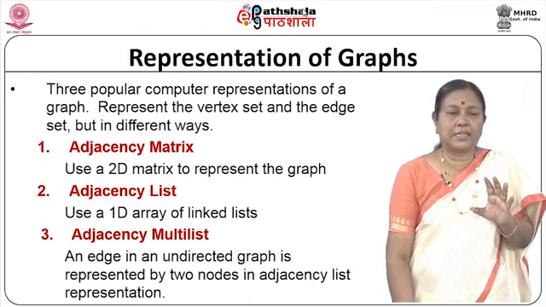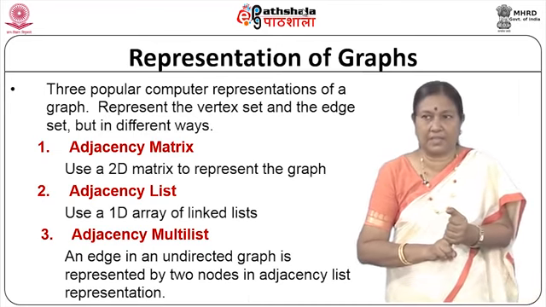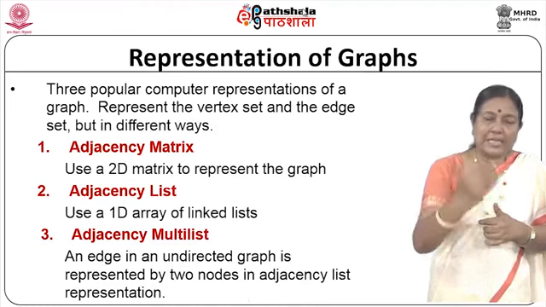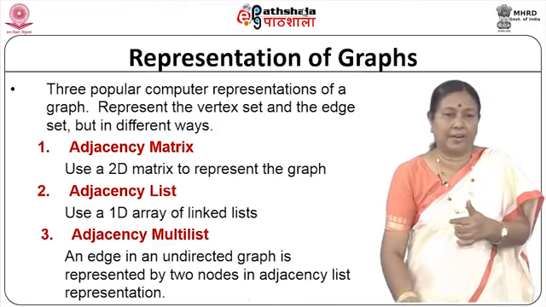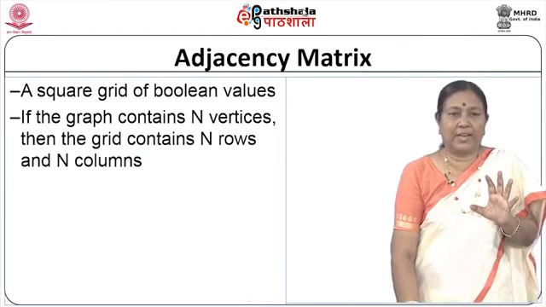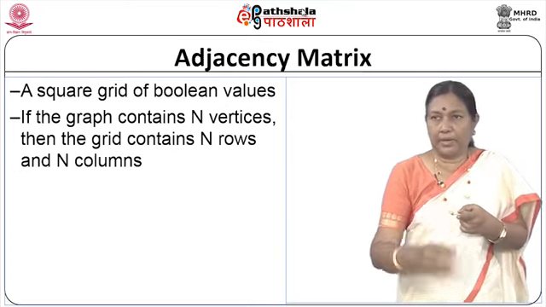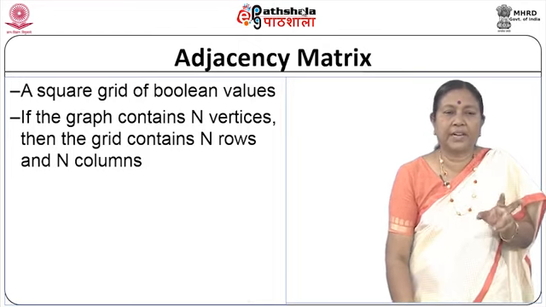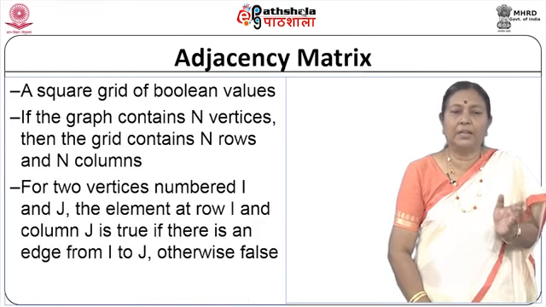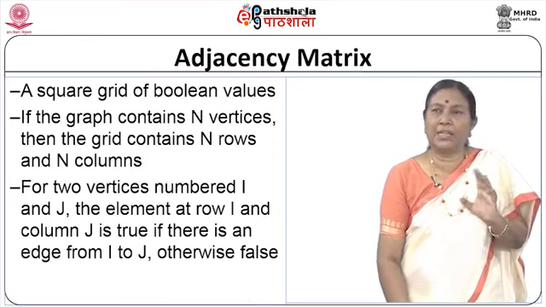The third one is an adjacency multi-list, where an edge in an undirected graph is represented by two nodes in the adjacency list representation. This is a slightly modified version of adjacency list, but we are listing it here. We will discuss adjacency matrix and adjacency list in detail. Let us look at adjacency matrix first. It is a square grid of Boolean values. A Boolean value just says whether there is an edge between two nodes. If the graph contains n vertices, the grid contains n rows and n columns, and for two vertices numbered i and j, the element at row i and column j is true if there is an edge from i to j, otherwise it is false.